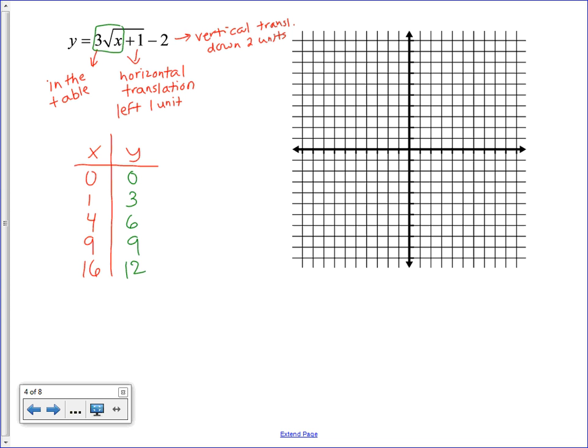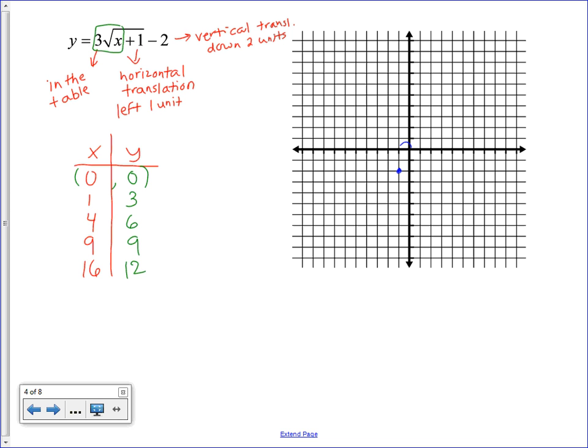These green y values are not the actual outputs for this function, but they're the outputs that I'm going to use to make it easier for me to graph. The point 0, 0 is not actually on my graph, but I am going to start my pen at 0, 0, which would be here in the center, right? But I'm not going to put a point there. Start my pen there, and then I'm going to do my translations. It says horizontal translation to the left 1 unit and down 2 units.